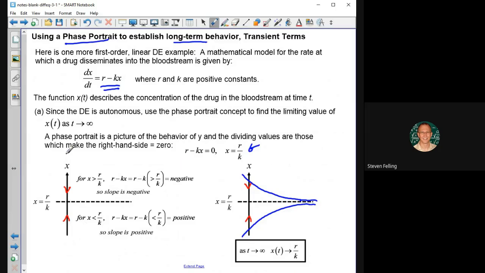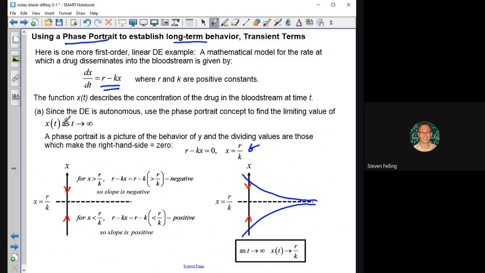So if you draw a phase portrait for the dependent variable, which in this case is called x, there's one value that splits us apart at r over k. That means the slopes above and below are either going to all be positive or all negative on either side.